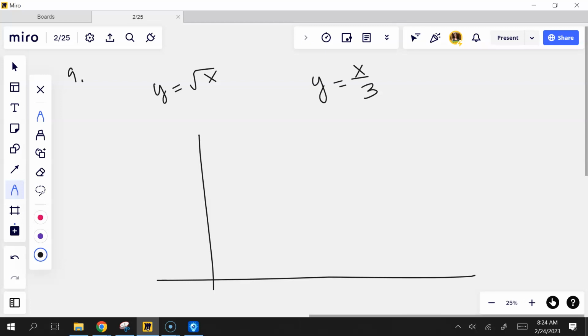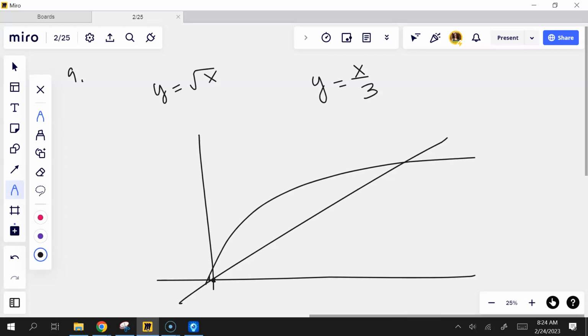All right, so I've got 1/3 x, which would be 0, 0. They give you the graph, and then it intersects, comes back and does this. So I'm looking at this area. This is square root of x. This is x over 3.